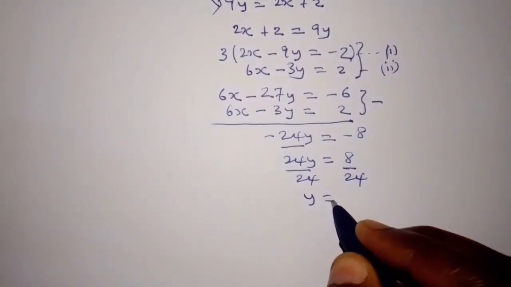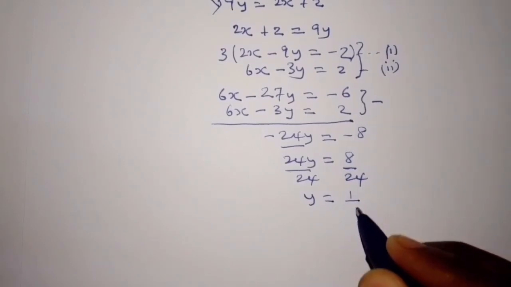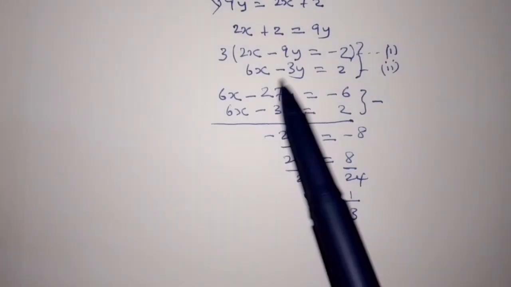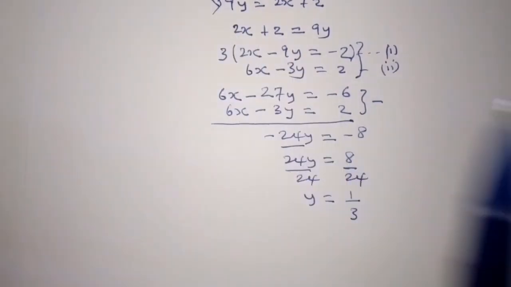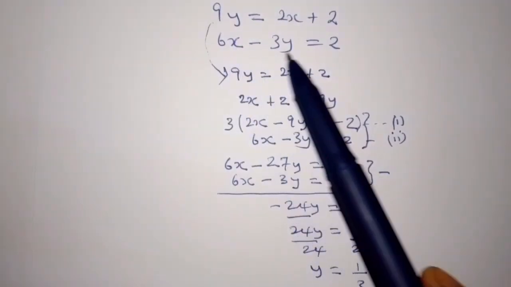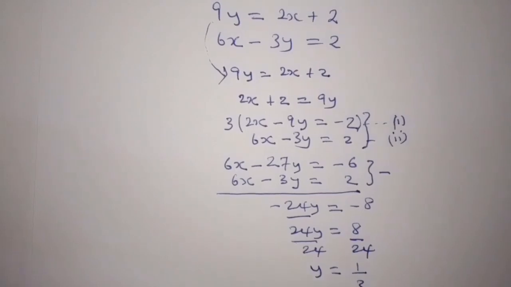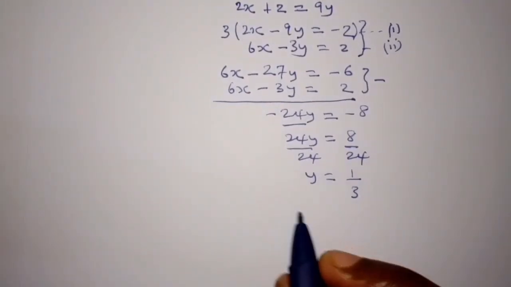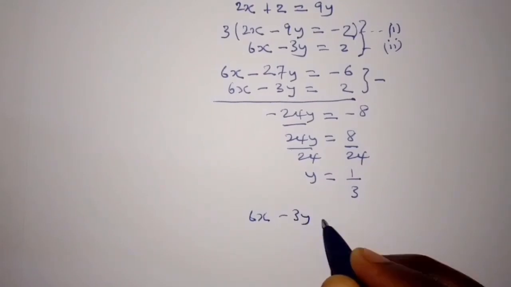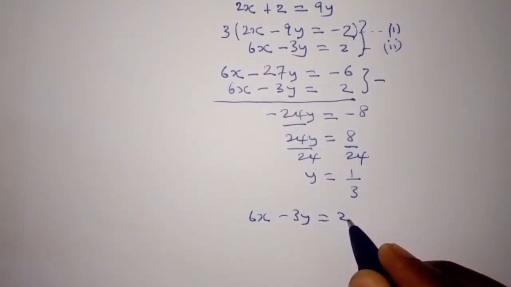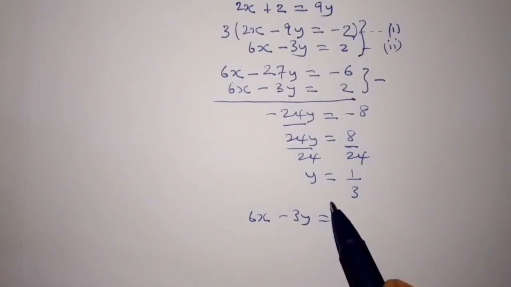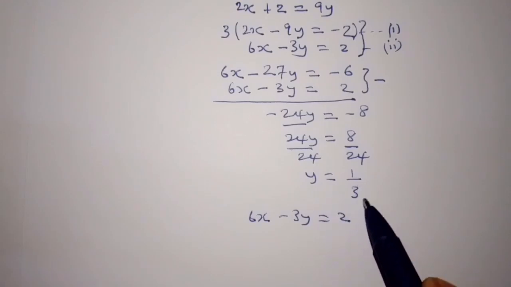Y is equal to 1 over 3. Then we can use the second equation, 6x minus 3y is equal to 2, in order to find the value of x. So we substitute y with 1 over 3 here.